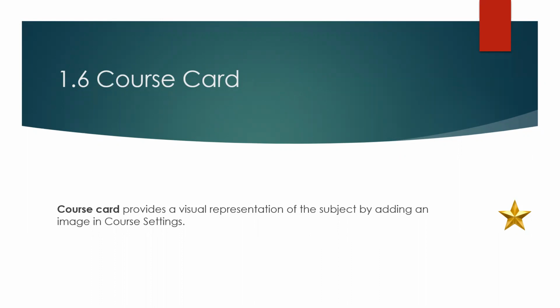1.6 is your course card. The course card provides a visual representation of the subject by adding an image in the course settings. And if you don't know how to do this, again, the checklist will link you to it. This is a 1-star, so it is considered essential to the course design, but as you can see, it does not have the foundational mark that we had represented in the first 5 slides. So it's something that's nice to have. It kind of helps the students relate a little bit to the subject, but it's not foundational.